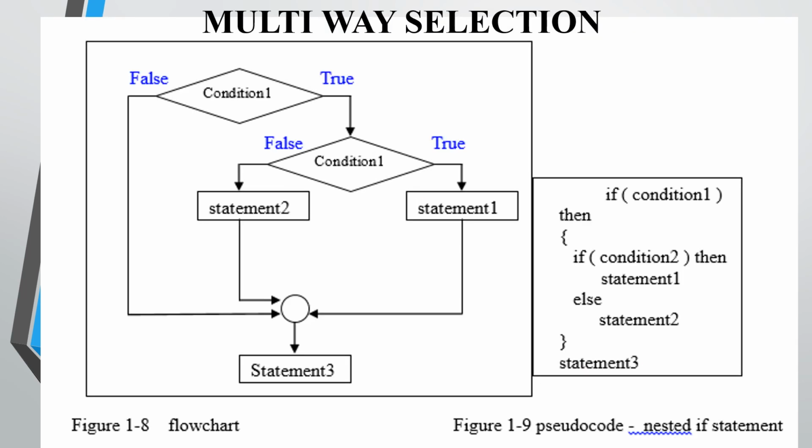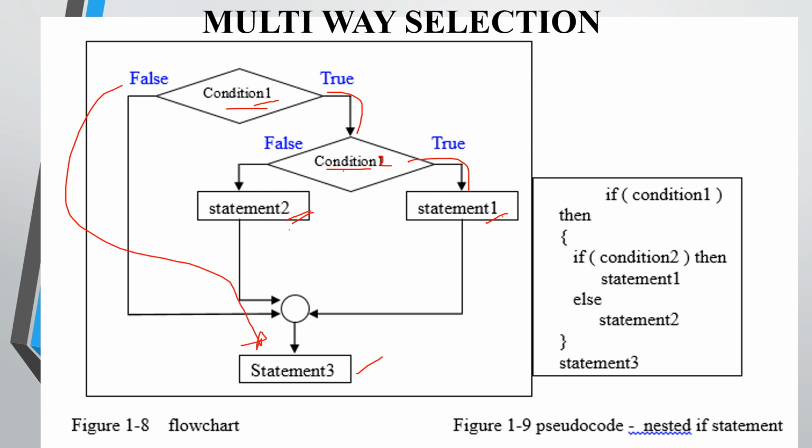Very good. Next, what if we have multi-way selection? Multi-way selection is like a nested if. If this condition 1 is true, then we have to test another condition, condition 2. If this condition is true, then perform statement 1. Otherwise, if condition 2 is false, then perform statement 2. And whether true or false, it will still execute statement 3. In the outside if statement, if condition 1 yields false, then it will perform statement 3.